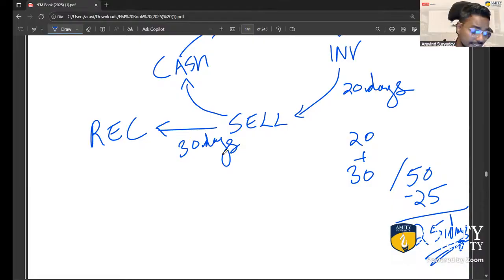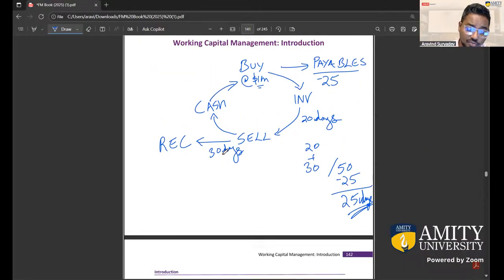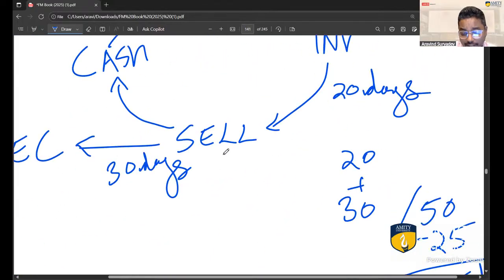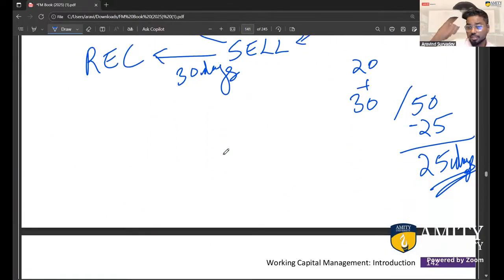Basically, receivable days and inventory days are not good for us. Payable days are super good for us. But without receivable days or without inventory days, we may also face problems. Why? See, if you try to keep your inventory very low, your inventory days can be kept very low. But the problem is higher chances of stock out, production stoppages, things like that.